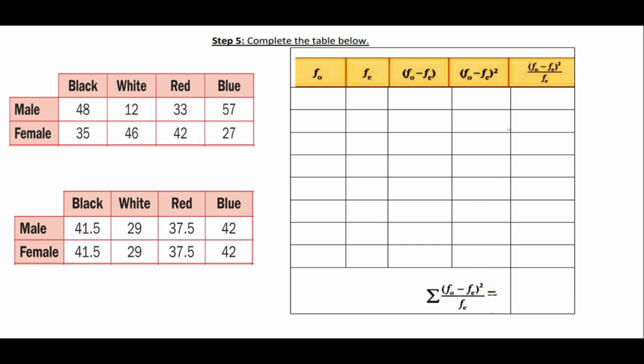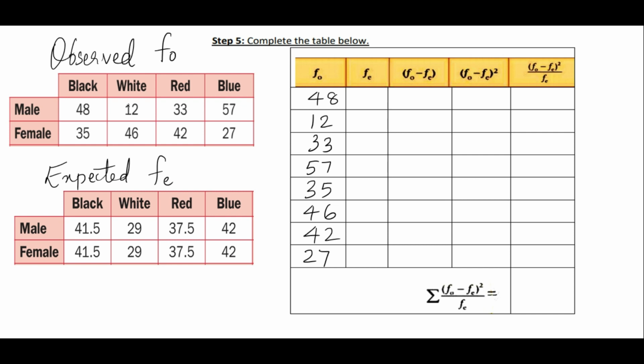Now it's time to fill in the table where you have FO, the observed frequency, the expected FE and the difference FO minus FE. Then you're going to square the difference, (FO minus FE) the whole square, and then you're going to divide this difference with FE, the expected frequency. So once you create this table, you just start entering the data. I'll start entering with the observed frequency.